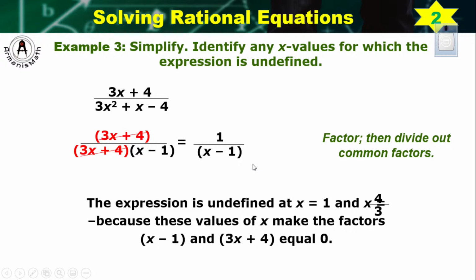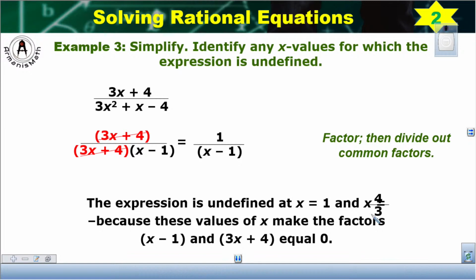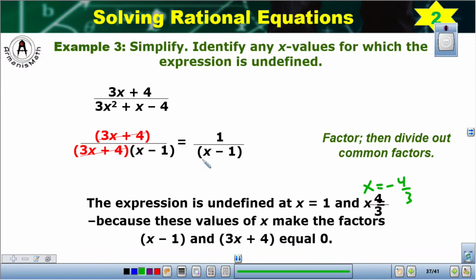They're saying that once you found these two solutions, so x equals 1, x equals negative 4 thirds, there's a negative here, by the way. What they're saying is the expression is undefined on these two values, because they make the denominator 0.